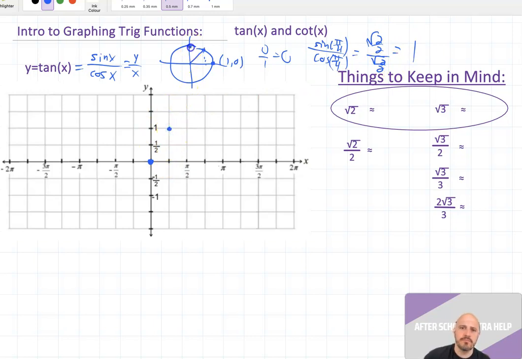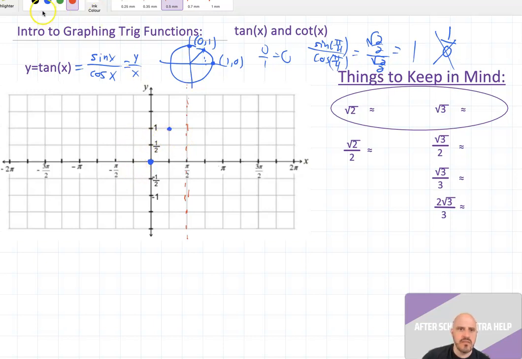How about pi over 2? Let's write out those coordinates. My x value is 0, my y value is 1, and what happens here when I do y divided by x? Bad, right? I have a vertical asymptote at pi over 2. All right, well, I can't cross that. Let's go back this way.